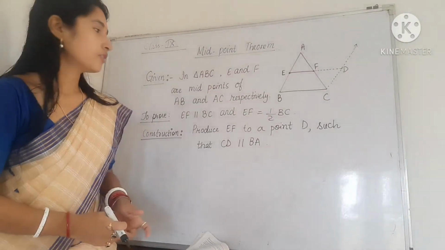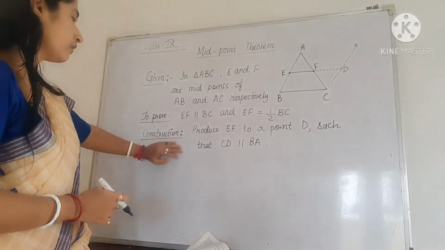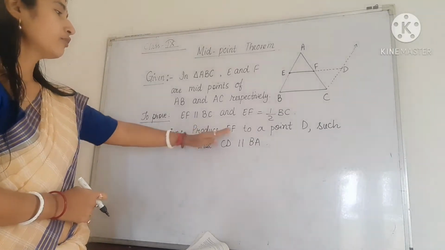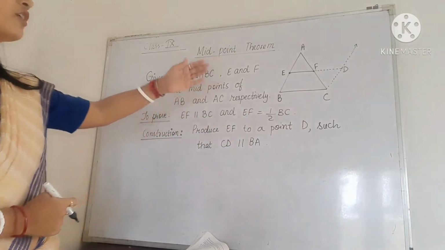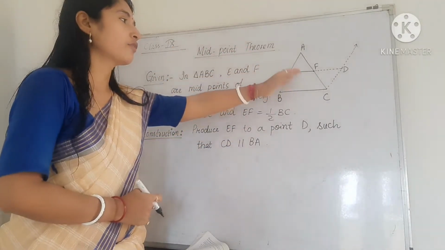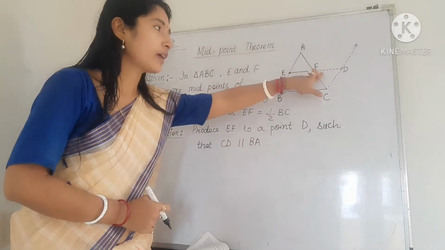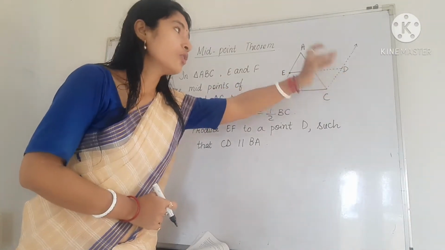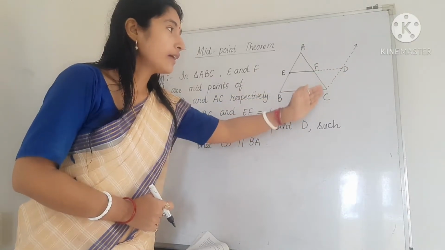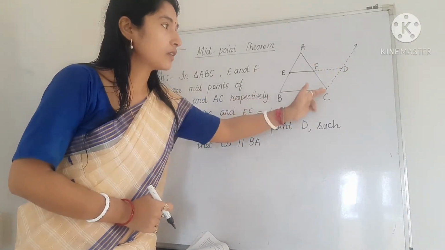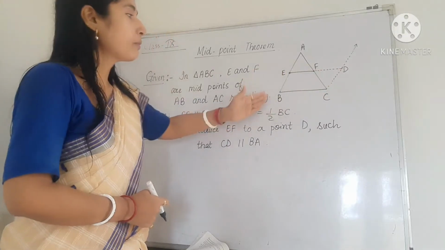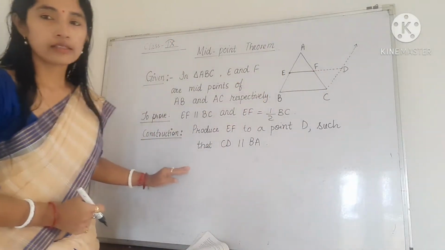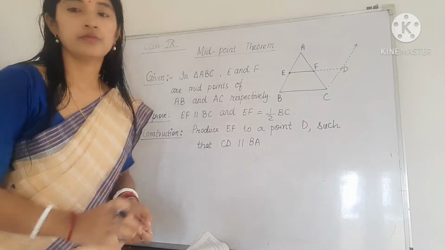That means the third side. So next is the construction part. What we have to do in construction? Produce EF to a point D. That means we have to extend EF. So here I am extending the line EF to a point D. So like that you have to extend so that the line segment CD should be parallel to BA. Okay, so this is our construction.